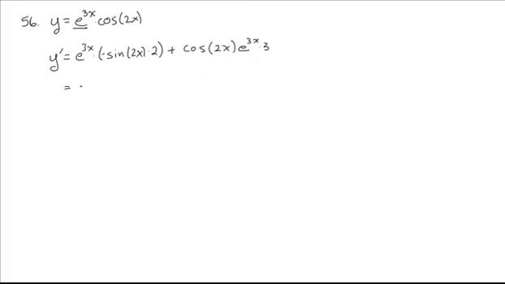We can pull the e to the 3x out of both of the terms as it's in both of them. And then we have negative 2 sine of 2x plus 3 cosine of 2x. And there is our derivative.